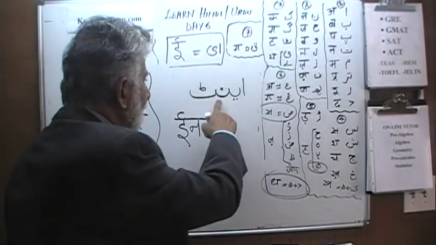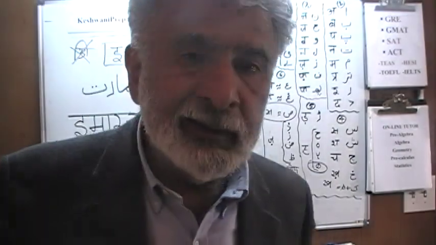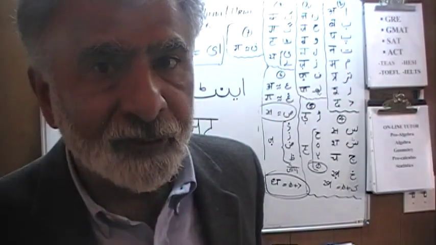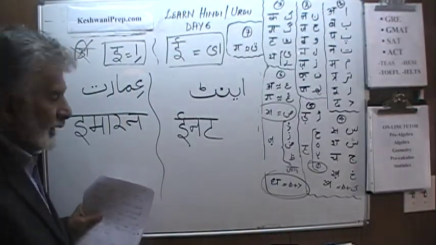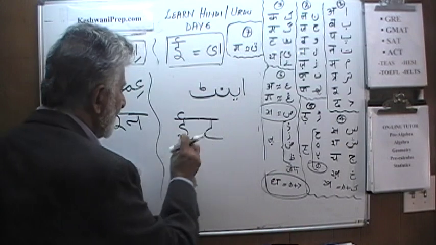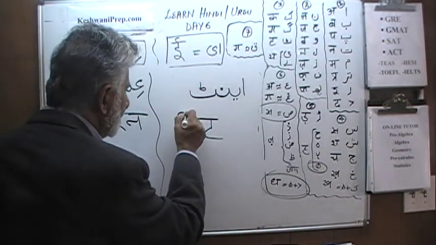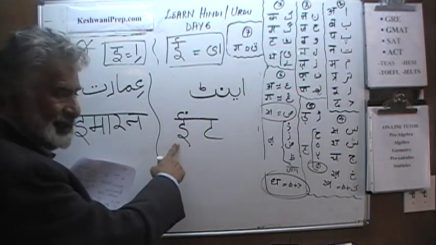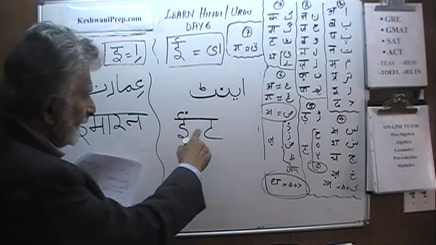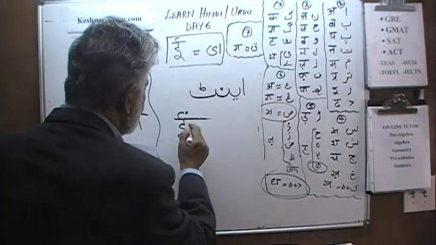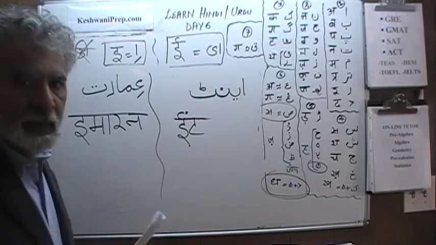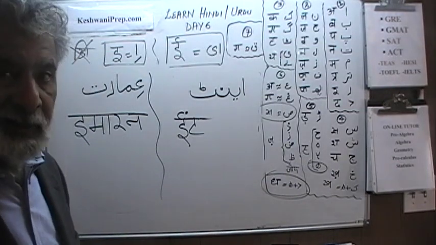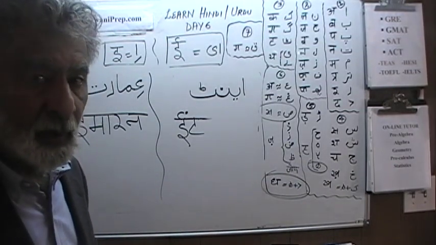Because it's a very short sound. The N sound is very short, very nasal. Int. And when that happens in Hindi, we do not write the whole N. What we do is we take away the N and we put a dot on top of it. And this no longer says E, it says E and then T. Int. Int as in brick.